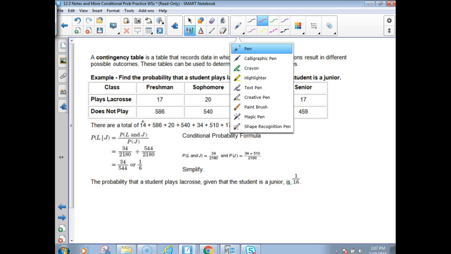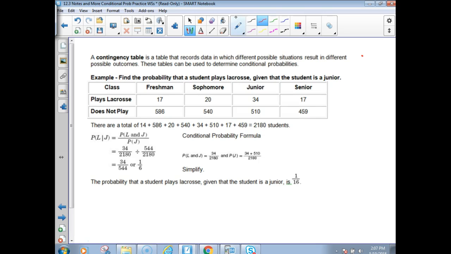By the way, there's a mistake in this totaling. Did anybody look in here? It says there are a total of 2,180 students. And then I looked at these numbers and I said, well, where'd that 14 come from? What should it be? This was out of a textbook, so I don't know how that happened. But anyway, that should have been 2183. I'm going to add 3 to that.